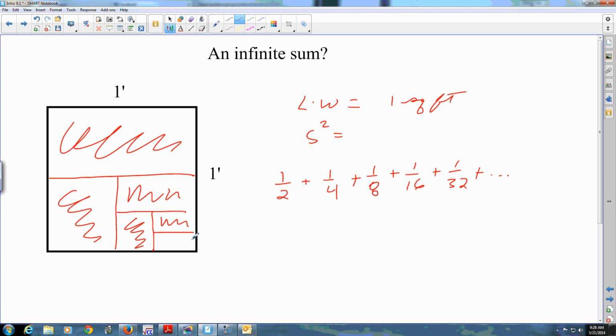If I stop at any point, let's say I added up the first 20 terms in the sequence, I don't have everything, so I don't have 1 square foot. But let's say I could continue this pattern forever, continuing setting pieces aside, never stopping, never ending. What would that sum be?